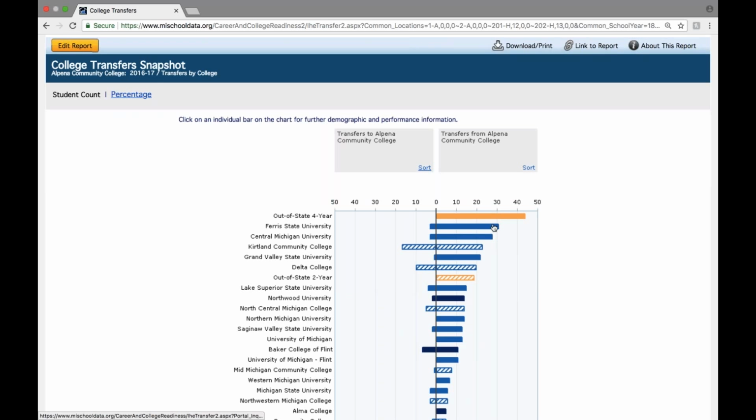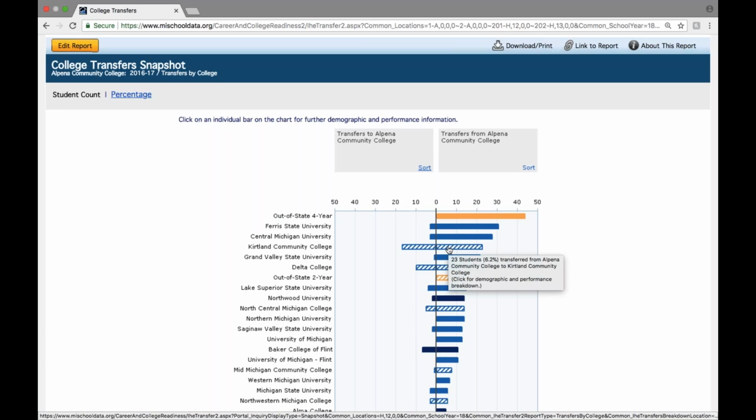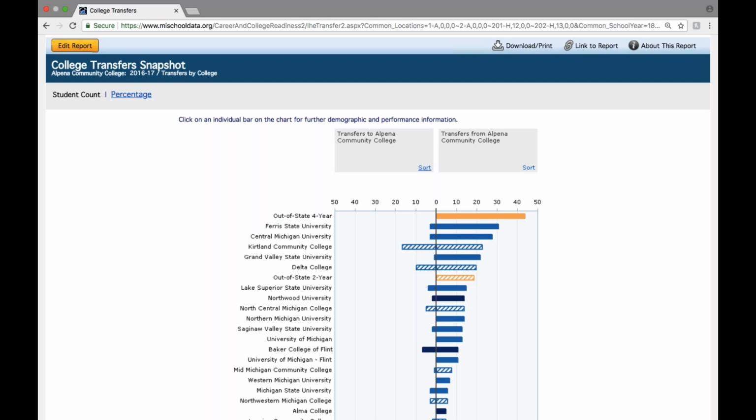Other than that, what I'm seeing is students are transferring out of Alpena to go to the universities, but also to the community colleges, to Kirtland and Delta College. These might be patterns that you're aware of and have explanations for if you're an Alpena Community College staff member. Some of these might make a lot of sense. But what's interesting is when the data reaffirms what you already know, but it also helps you find patterns of what you weren't necessarily expecting.